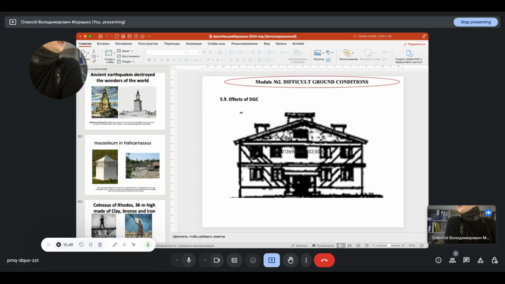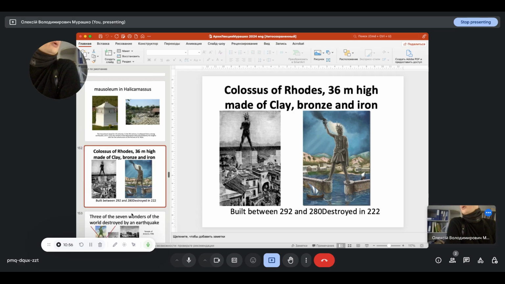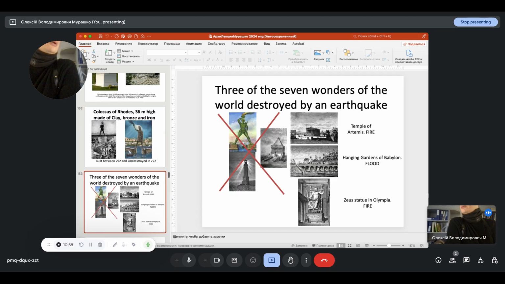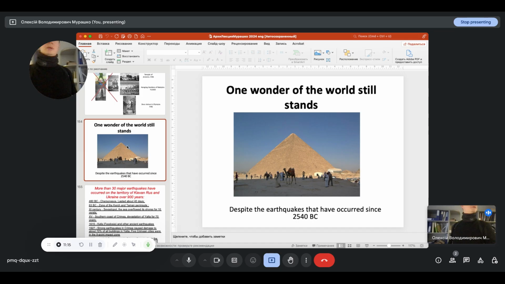And the main architectural monuments called the Seven Wonders of the World, all of them were under the seismic impacts, and half of them were destroyed by the earthquakes, and only one wonder still stands, and it gives us the best example of earthquake proof engineering.